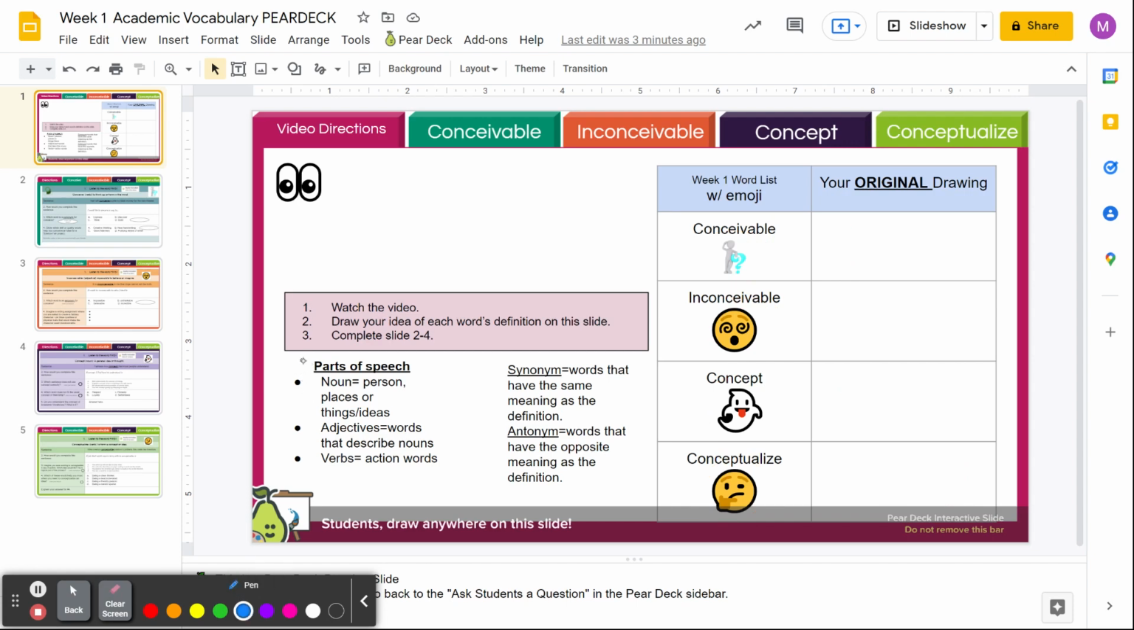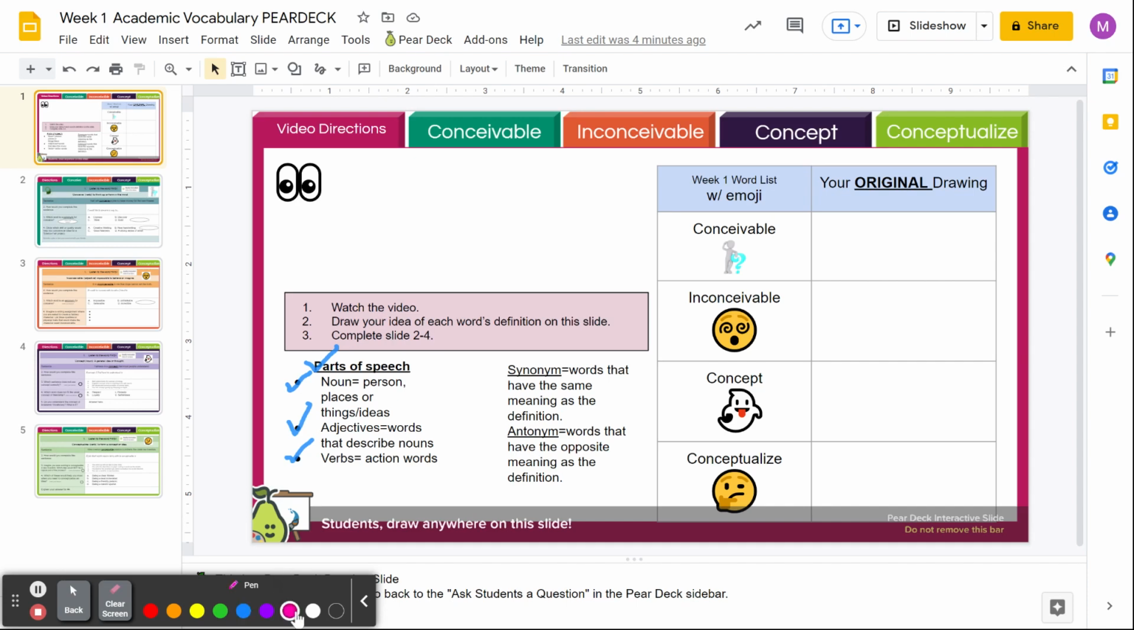So the first one is a reminder of what parts of speech are. You'll notice that each one of the definitions has a part of speech. We'll be using this phrase, parts of speech, throughout this quarter in order to solidify our learning and apply it into our writing. So, as a reminder, a noun is a person, place, thing, or idea. An adjective is a word that describes the nouns. And then verbs are action words. All of these work together to create phrases.